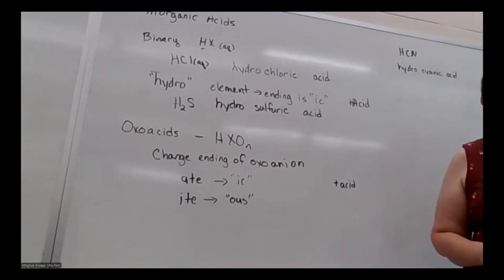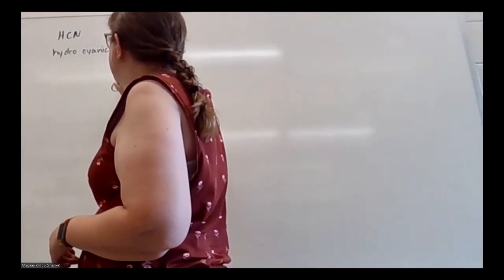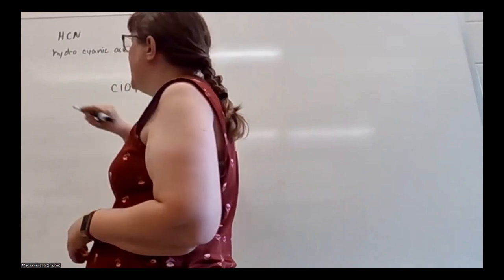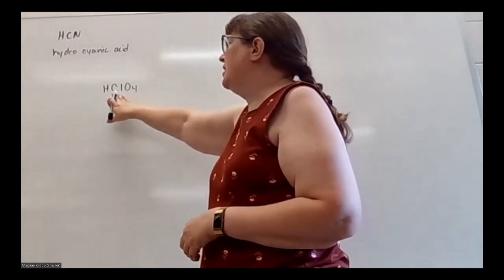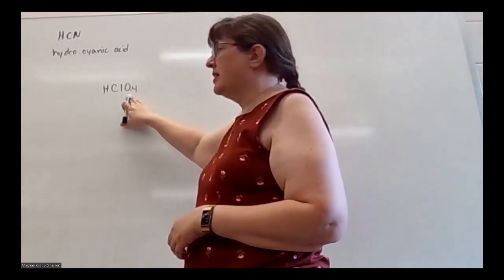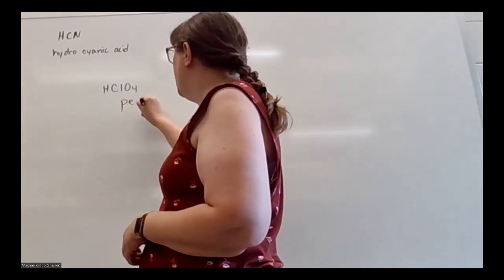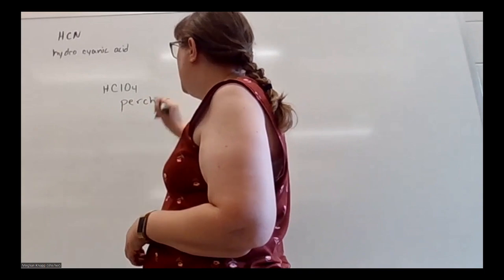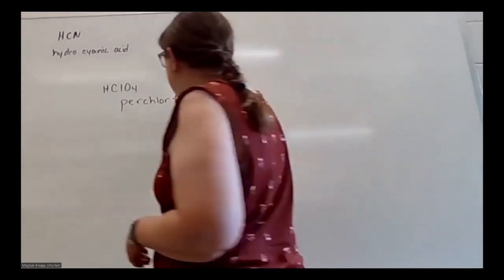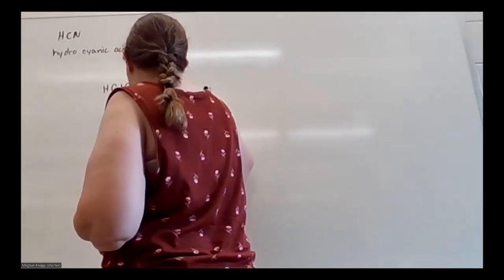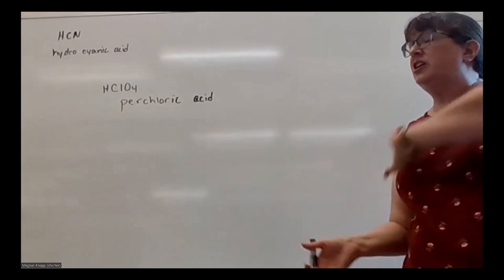Okay, so let me go through a couple of examples. So if I take the ClO4 that we were looking at before and stick an H on the beginning, I'm going to take this ion, which I recognize as perchlorate. I'm going to start writing it, perchlor. But instead of ate, what am I going to write? Ic. And then acid. Okay, so notice there's no hydro here. So if there's oxygen, I leave off hydro.